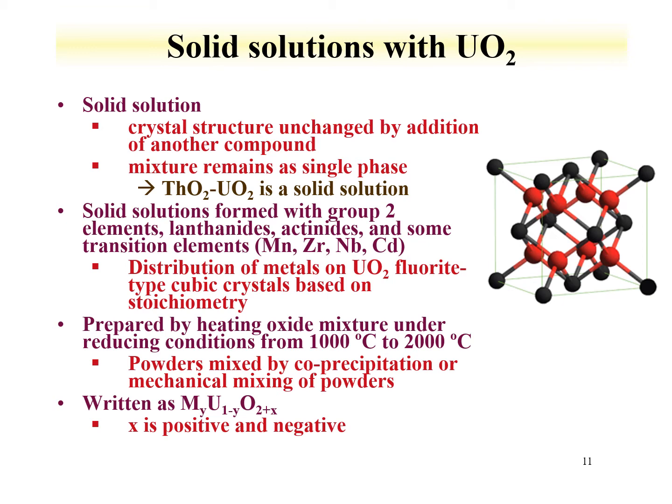These solid solutions can be prepared by heating oxide mixtures under reducing conditions, because you don't want to oxidize the uranium, between 1,000 and 2,000 degrees. They're often written as something like this, where you have one metal, uranium, and oxygen. So this could be thorium, uranium, oxygen. X can be positive or negative, or in the case of thorium, uranium, X would be 0. Now this synthesis condition is similar to what occurs as uranium dioxide fuel is burned in a reactor.